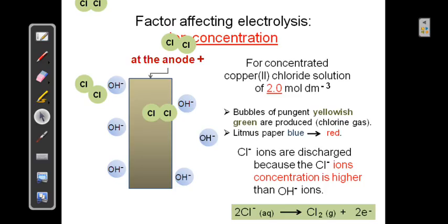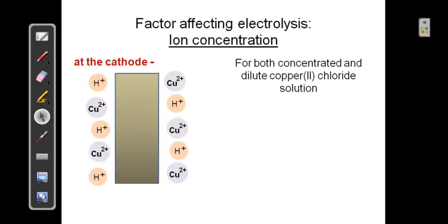And when you test with litmus paper, it will turn from blue to red. So that is the result of the electrolysis. Now at the cathode, different things happen. Just now we were talking about the anode. Different concentrations of solution will react differently at the anode. But as far as the cathode is concerned, whatever the concentration, either dilute or concentrated form, the same thing happens.